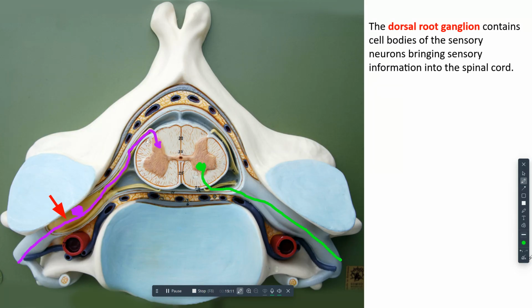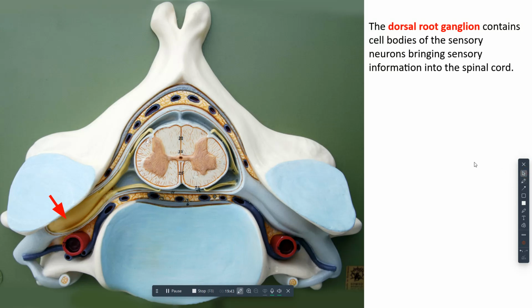So because the cell body is along the axon, there is going to be a region where there are many such cell bodies, and it's going to be a thicker region because the cell bodies are big, and that thickening is in the dorsal root, and it is called the dorsal root ganglion. Recall that a ganglion is a peripheral collection of cell bodies.